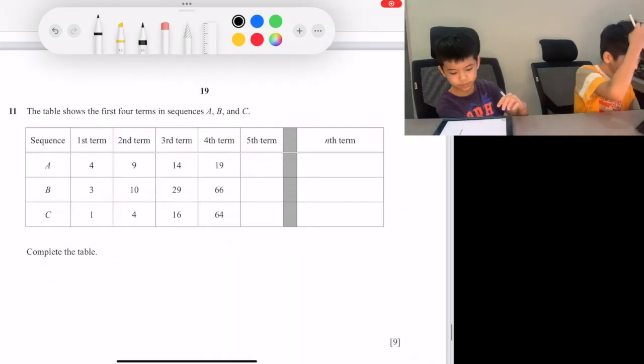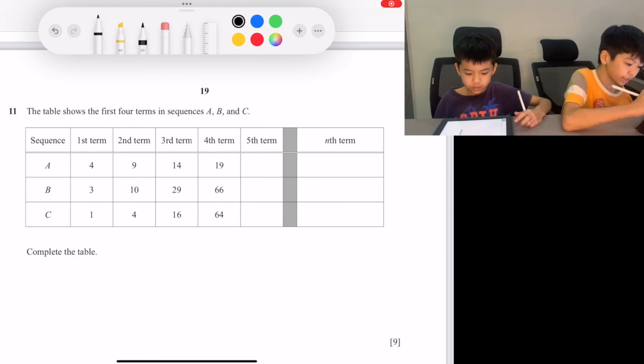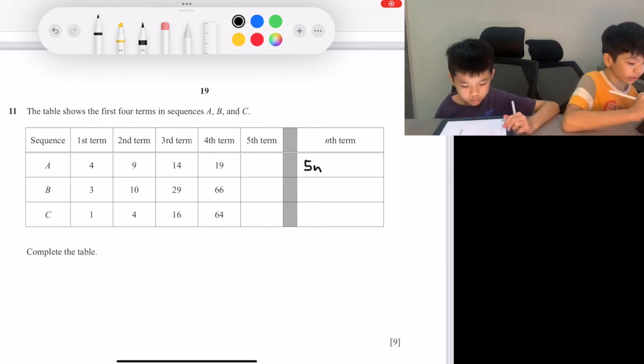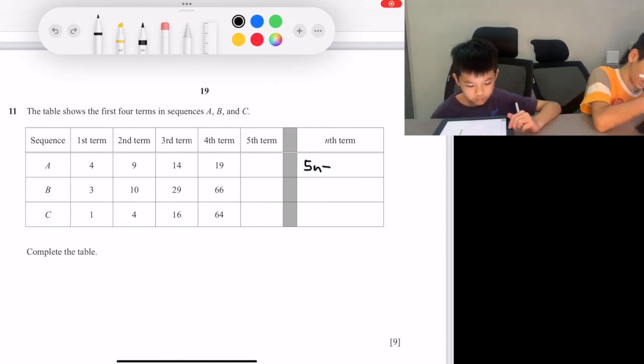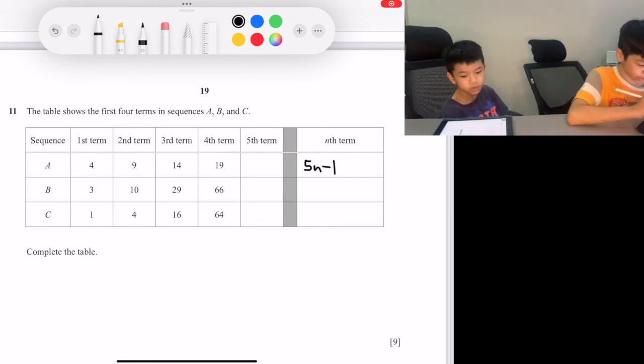Okay, 11a. Complete the table. So the nth term is 5n minus 1 because there's a gap of 5. So this one, 19 plus 5 is 24.